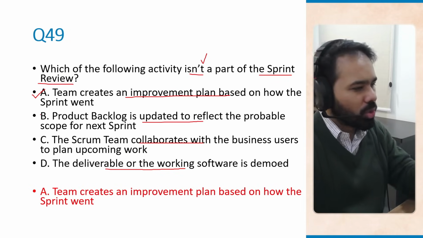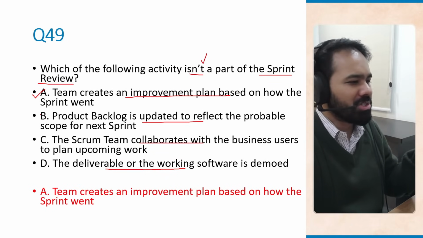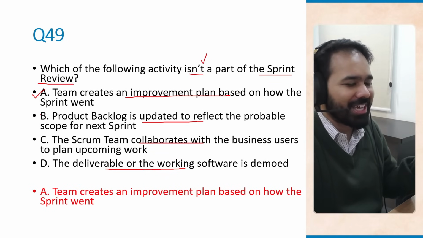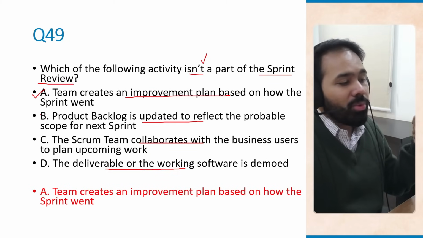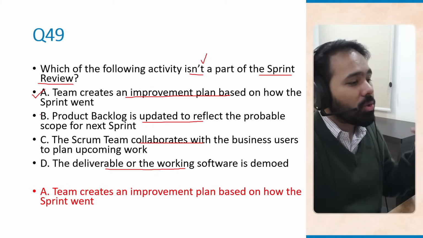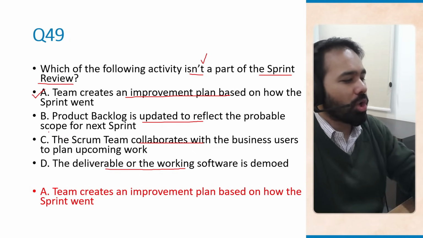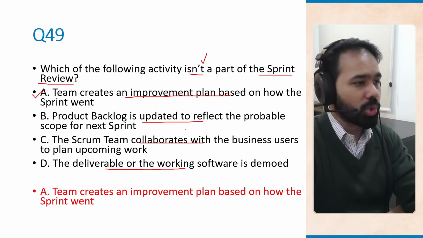Sprint review includes demoing or demonstrating, whatever you feel is the correct word. We do the demo of the completed work. We update the product backlog. We collaborate with stakeholders to plan upcoming work. All of that is done in sprint review. Option A is what is done in sprint retrospective.